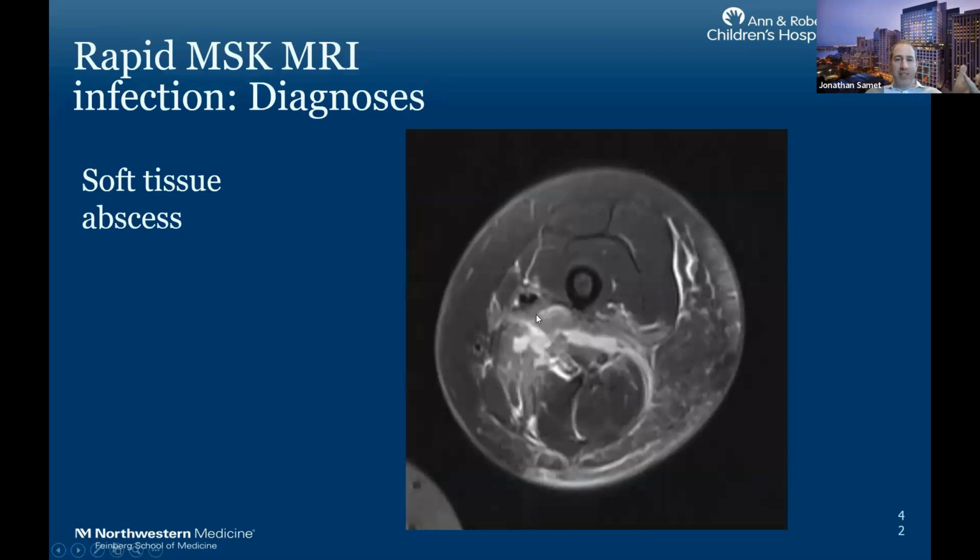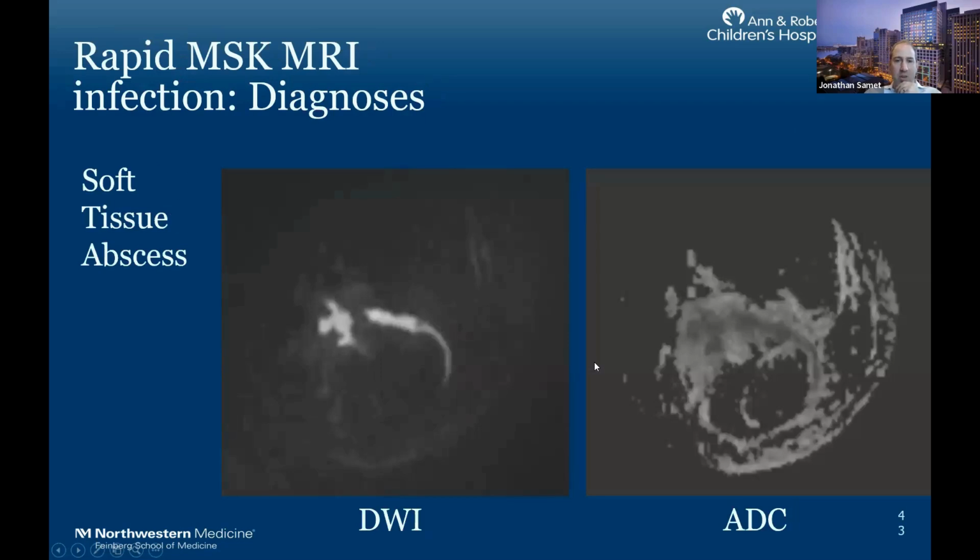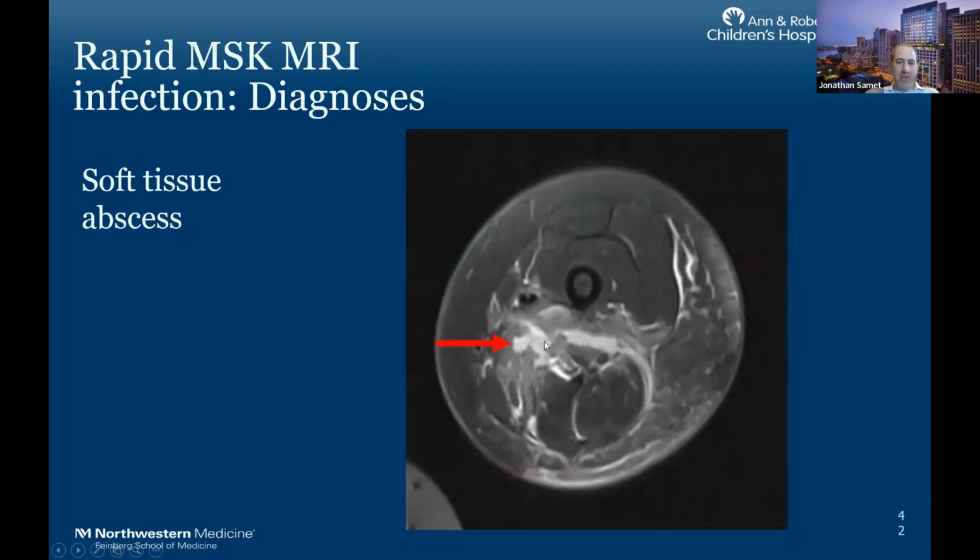This is a soft tissue abscess. So this one is kind of a little bit of a weird shape. You can see here, but look at what happens when you give the diffusion. Bright on DWI, dark on ADC. So you go back here, you might have said, what is this?